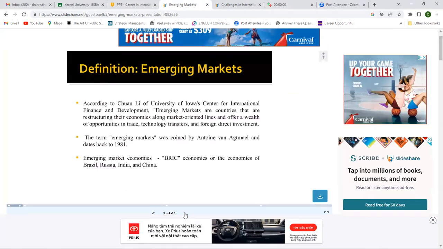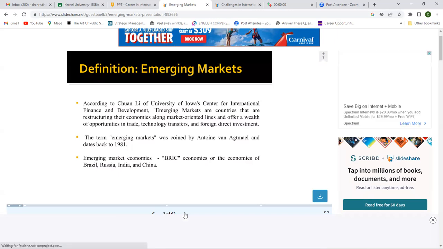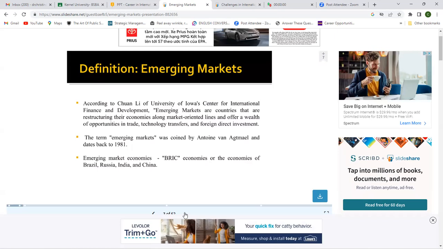According to the University of Iowa Center for International Finance and Development, emerging markets are countries that are restructuring their economies along market-oriented lines, and they offer a wealth of opportunities in trade, technology transfers, and foreign direct investment. The term emerging markets was coined by Antoine van Agtmael in 1981. Emerging market economies include the BRICs, the economies of Brazil, Russia, India, and China.